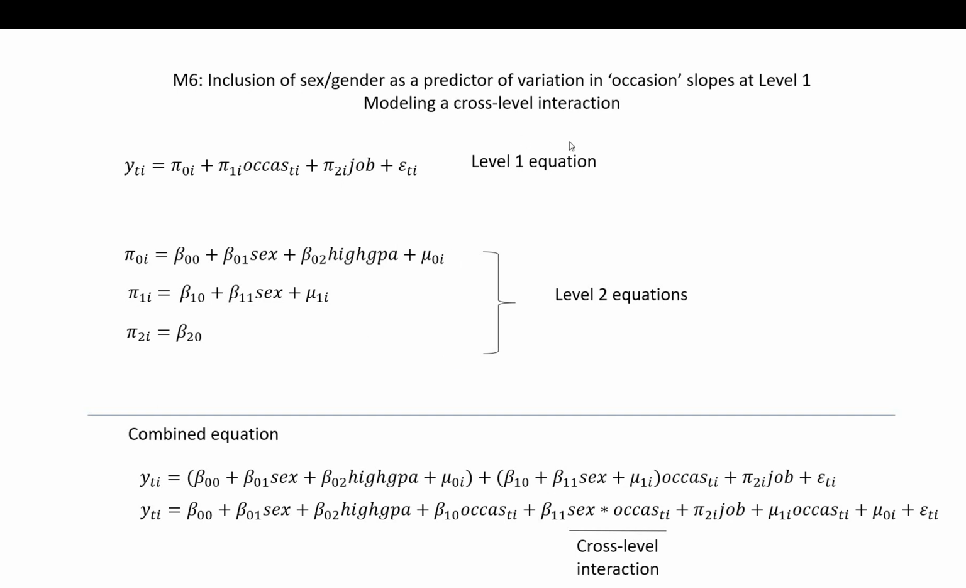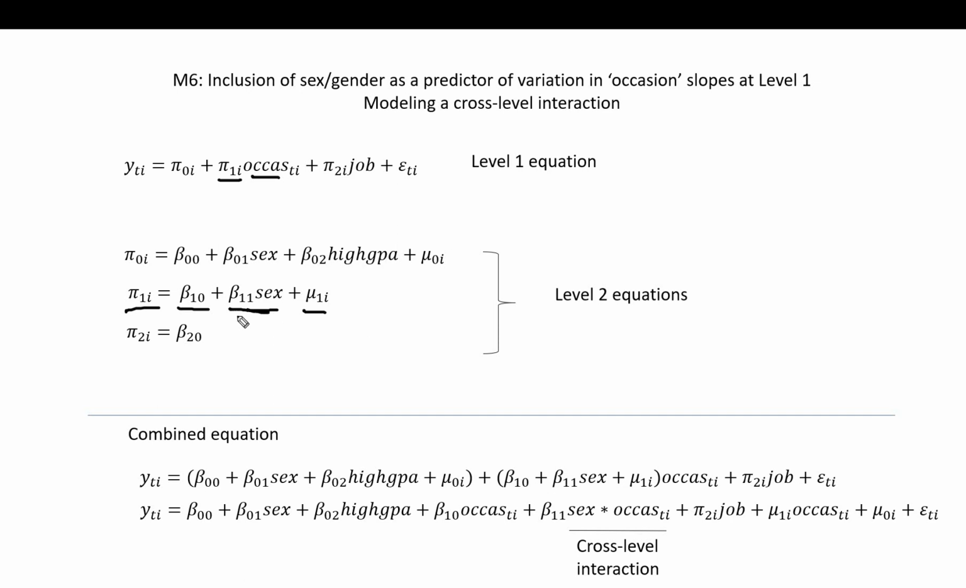Okay, for model 6, this is the final model that is presented in Hox's for this particular extended example. Now what we're going to do is add sex as a predictor of the variation in slopes at level 1 for the occasion predictor. So you'll notice that our pi 1i regression slope, this one right here, we have it set equal to the beta 10, that's the grand mean of the regression slopes. We also have our mu 1i, which is reflecting the variation in the regression slopes.